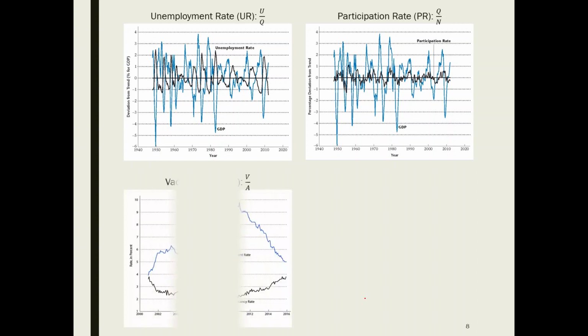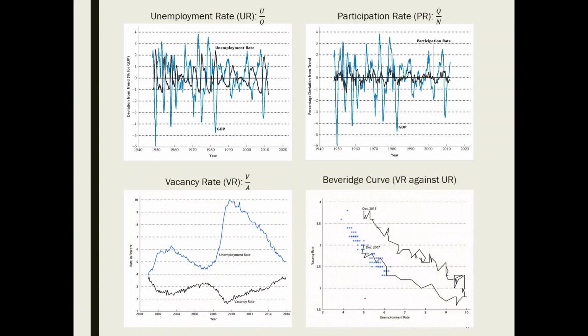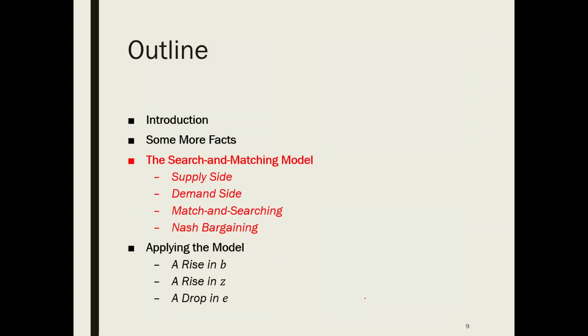Furthermore, vacancy rate and unemployment rate tend to move in opposite directions, which we term as the Beveridge Curve at the bottom. These new stylized facts in the labor market are our new research questions to be answered by our new model, the DMP model.